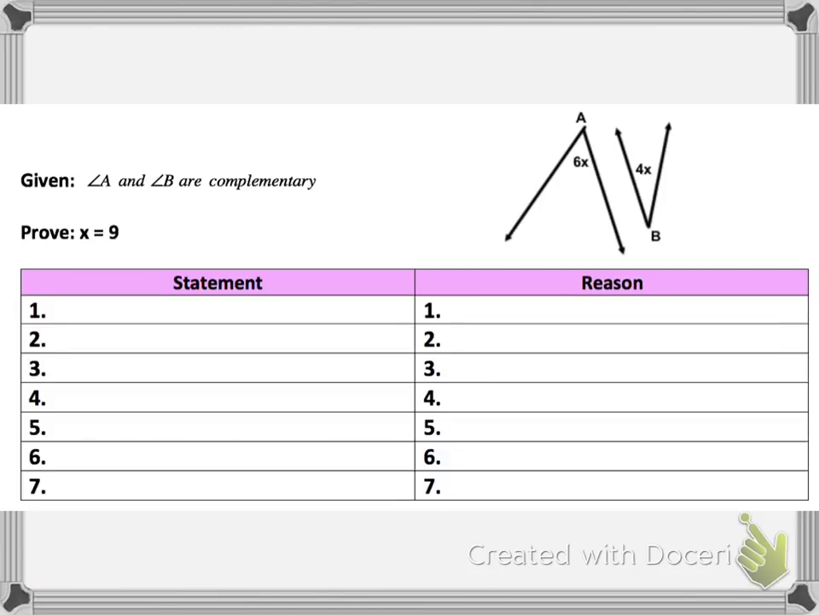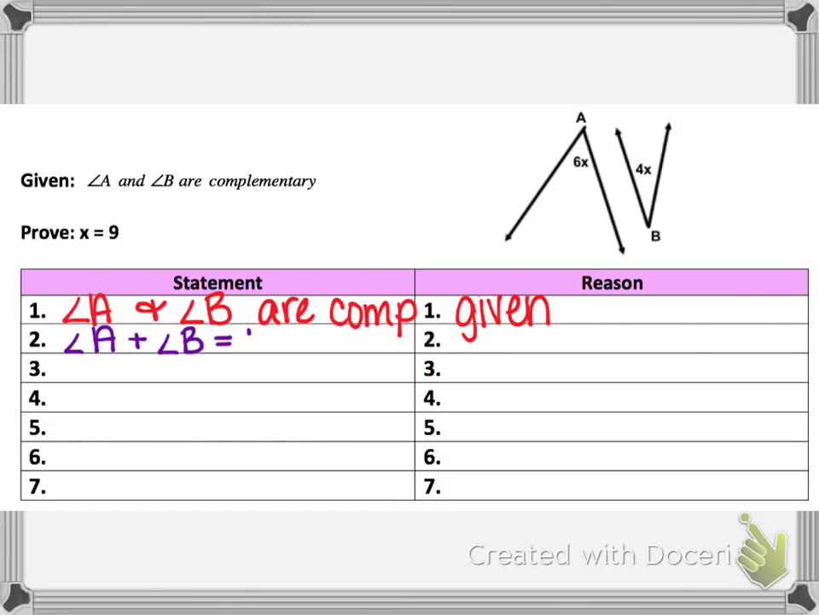Okay, over here. Every single proof starts with given. Angle A and angle B are complementary. Now hopefully that little extra sheet there is going to be helpful to you if you forgot what complementary means. But complementary means that they're going to add up to equal 90. So I'm going to add them together, angle A and angle B, and set it equal to 90. And I found that out because of what complementary meant. So that's going to be definition of complementary.